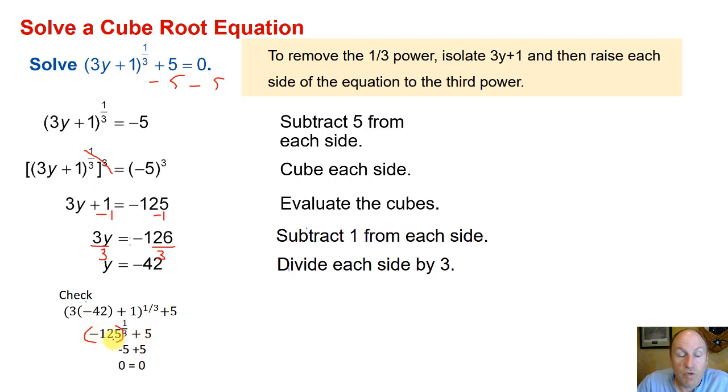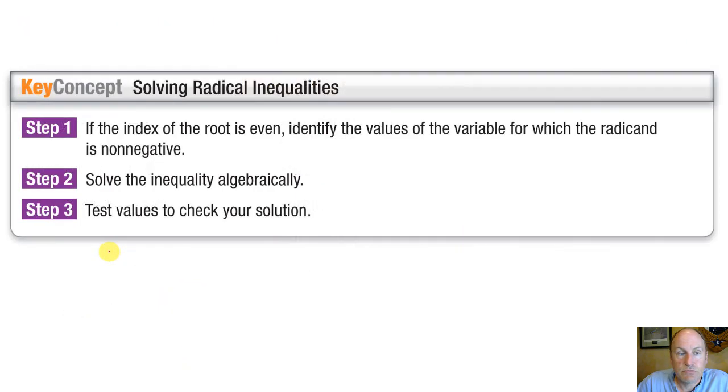Well, negative 125 to the 1/3 power, the cube root of negative 125 is negative 5, because negative 5 times negative 5 times negative 5 is negative 125. That gives us negative 5 plus 5, which is 0. And since the original equation equals 0, that checks out. Therefore, y equals negative 42 is a legitimate solution to this cube root equation.